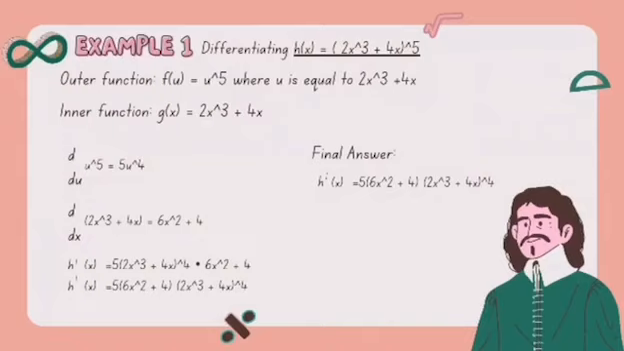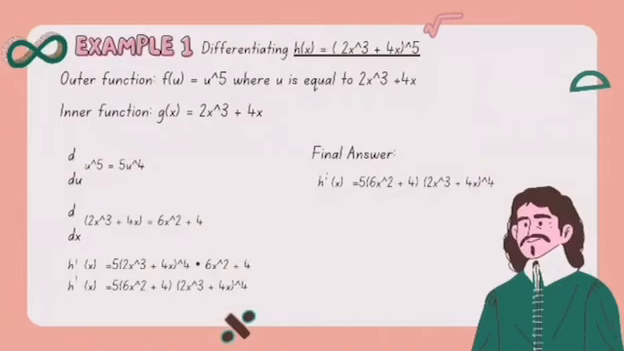Step 2. Differentiate the outer function. The derivative with respect to u of u to the power of 5 equals 5 times u to the power of 4. Step 3. Differentiate the inner function. The derivative with respect to x of 2 times x cubed plus 4 times x equals 6 times x squared plus 4. Step 4. Apply the chain rule. H prime of x equals 5 times (2 times x cubed plus 4 times x) to the power of 4 multiplied by (6 times x squared plus 4).